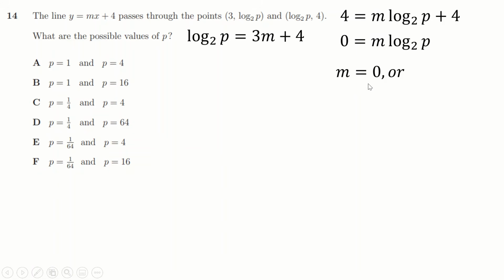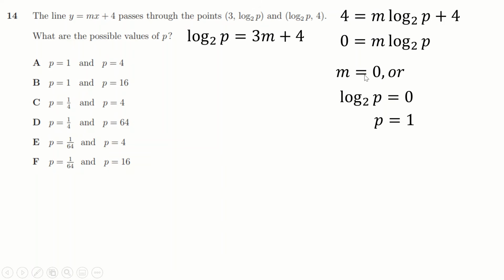So either m is 0, or log to base 2 of p is 0. Now, this is fine. This does work if p is 1, because 2 to the power 0 is 1. So, okay, that's one solution, right? m 0, p 1. It's one of these two things is my answer.